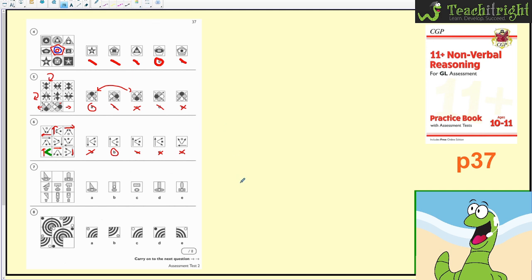Okay, number 7. Well, it looks as though we've got a combination of these middle shapes forming the top shapes. If you look, you've got a triangle, a circle, and a trapezium. Triangle, circle, trapezium. We've got a pentagon and a square and a rectangle. So it does make me think we probably need to have a square, a hexagon, and a circle.